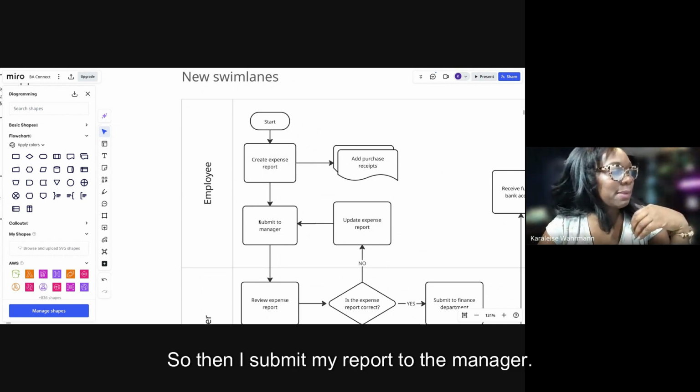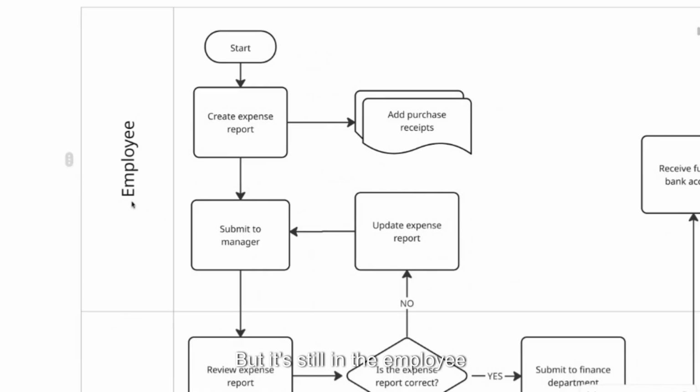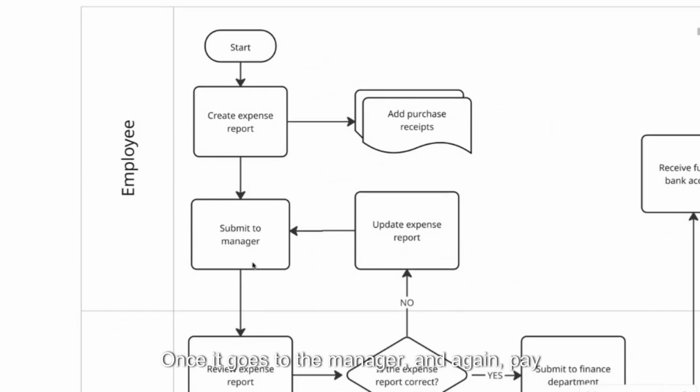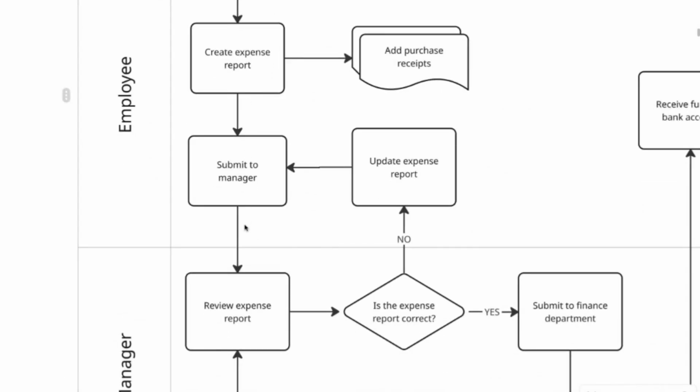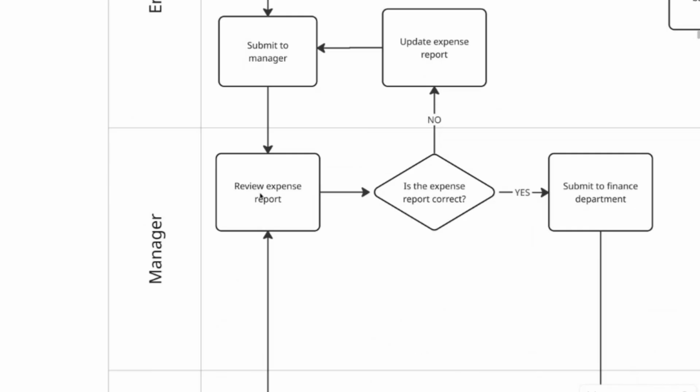So then I submit my report to the manager, but it's still in the employee swim lane because the employee is the one submitting it to the manager. Once it goes to the manager, and again, pay attention to the arrows, the manager is going to review the report. The next thing the manager does is ask, is this report correct? When you look at each line item, does it match?